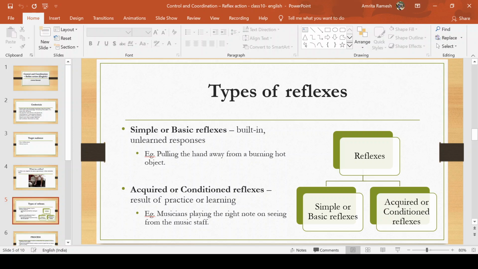It does not require practice. We don't practice every day that we should touch this hot object and then immediately remove our hand. We don't do that. There is no learning happening. Those kinds of reflexes are called simple or basic reflexes.